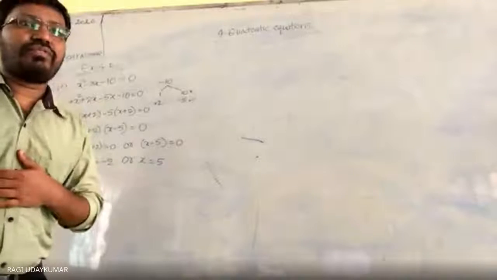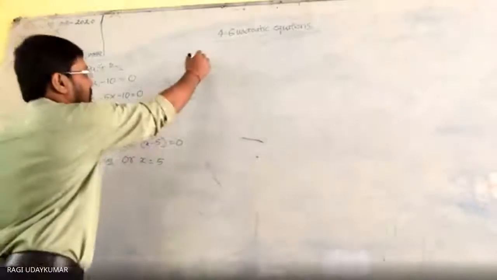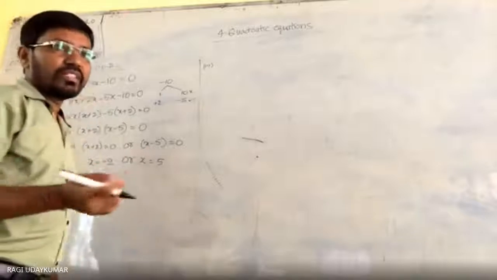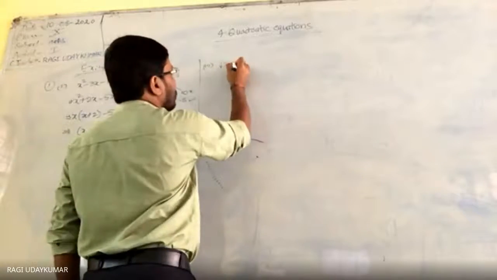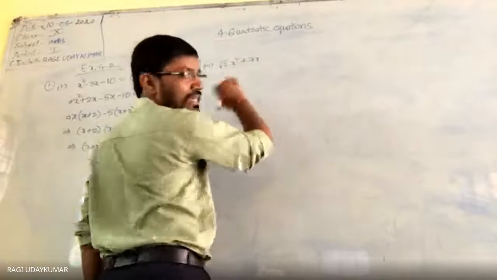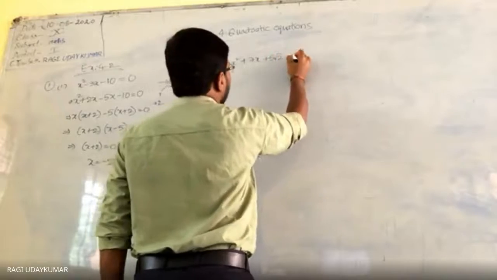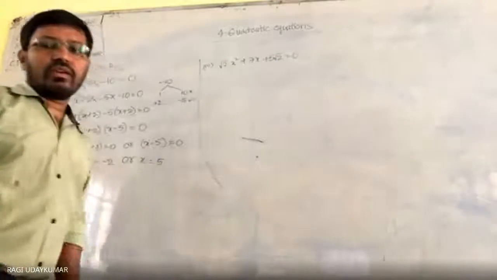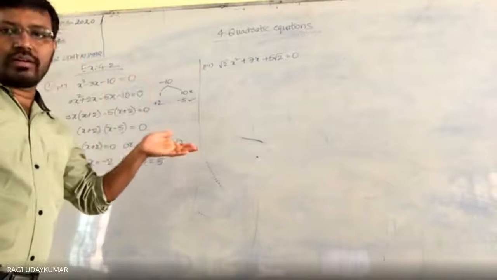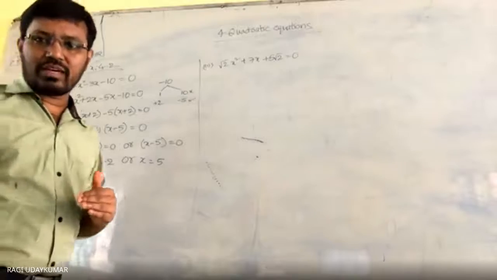Now let us go for the third problem. The third problem is given to you in the form of roots, so you may get confused. The third problem is root 2 x squared plus 7x plus 5 root 2 is equal to 0. Using factorization, finding the roots of the equation is nothing but solving the equation.